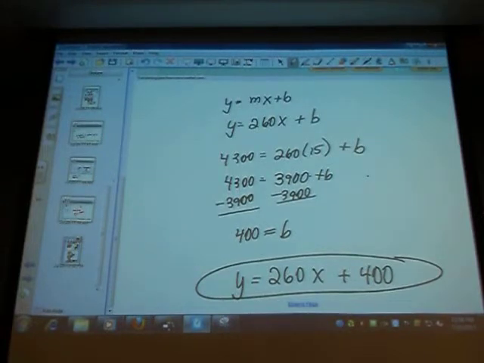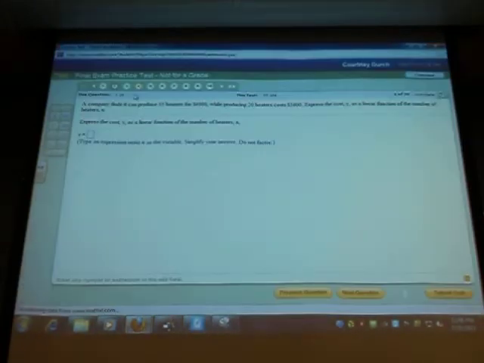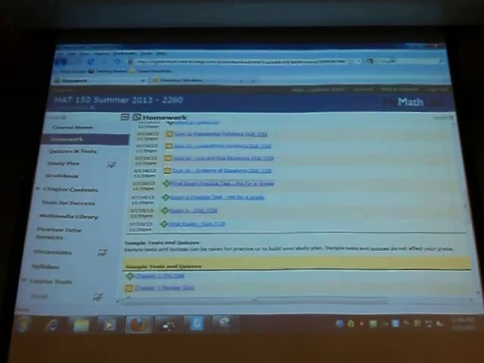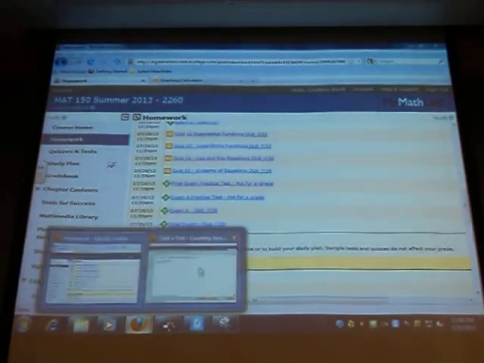Alright, let's look at number 5. I think that's an average rate of change problem. For the function y equals x squared, compute the average rate of change between x equals 4 and x equals 8. Average rate of change means what? Slope, yes. Average rate of change means slope.